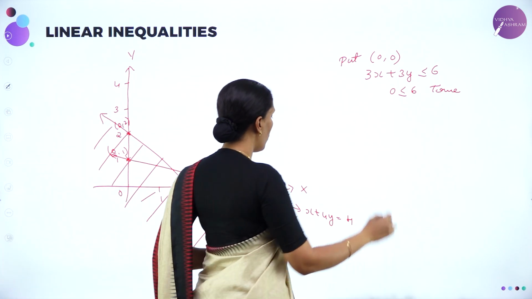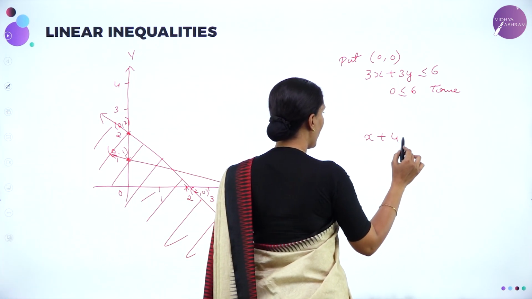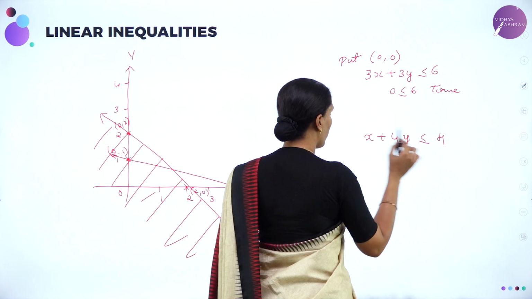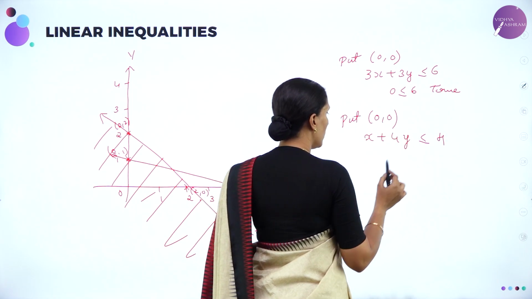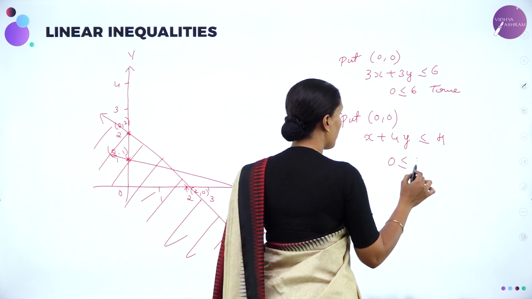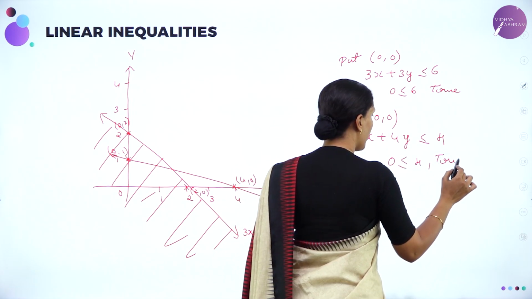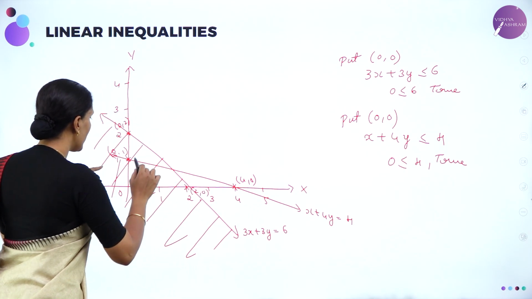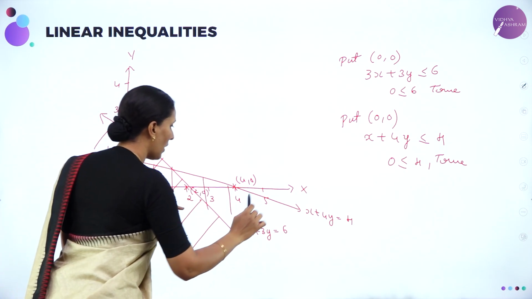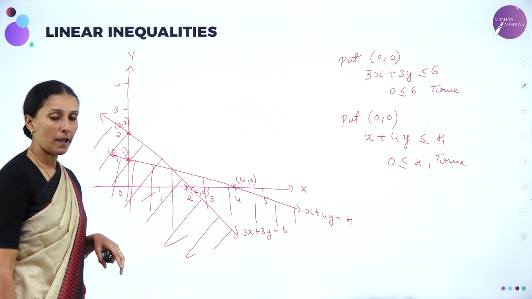Now let me take one more, that is x plus 4y less than or equal to 4. Again put (0, 0) here also. So we'll get 0 less than 4. Again it's a true statement. So that means for this line also, the region containing 0 will become the solution region.